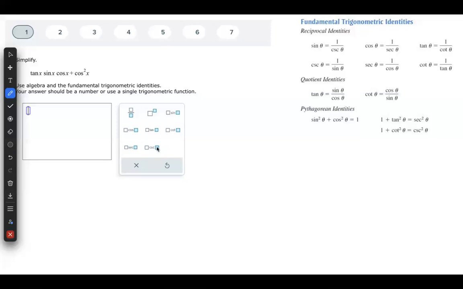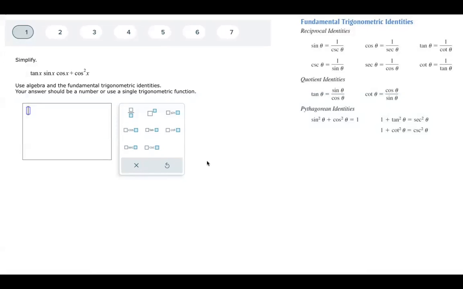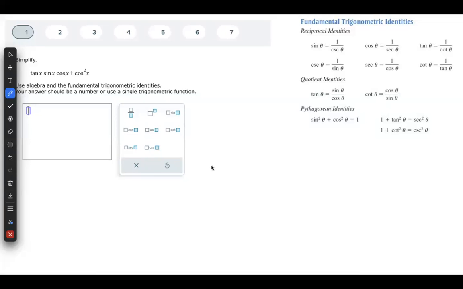Hello, we're going to try to simplify this trigonometric expression. Always have your identities nearby, and look at your expression and look at your identities and see if you can make something happen right away by substituting an identity. If not, go over your strategies.